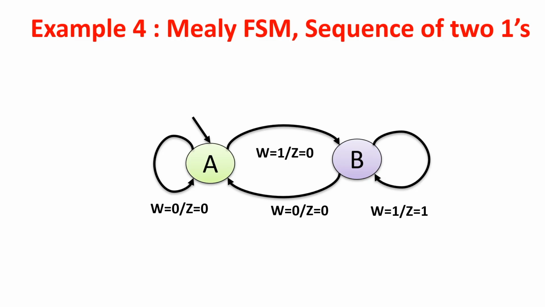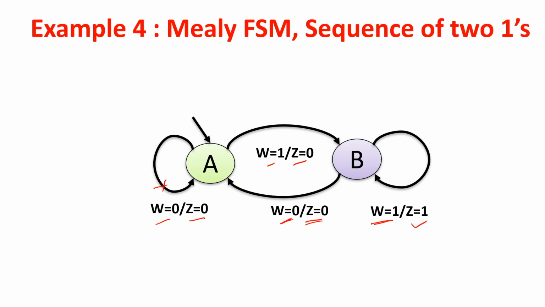Initially you are in state A, and if you get a W of 0, you do not output anything, because here on the arc we can specify the output, and that is the most important thing. If you are in state A and get a 1, the output is 0, but you go to state B. If you are in state B getting an input 1, output a 1. And if you are in state B getting a 0, output 0. So, with the Mealy FSM we can model the same problem with two states.